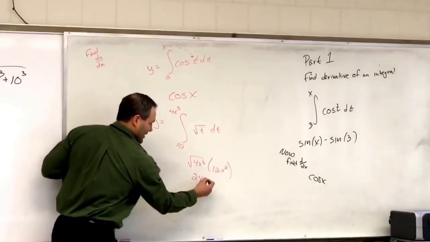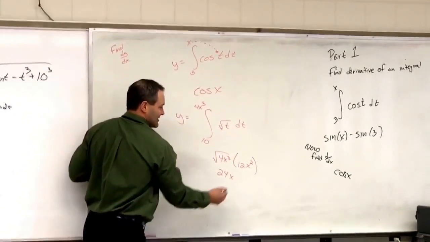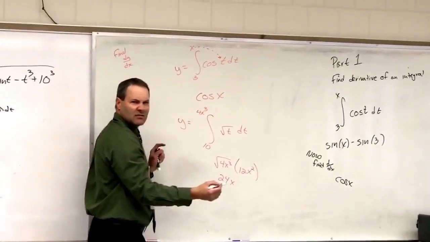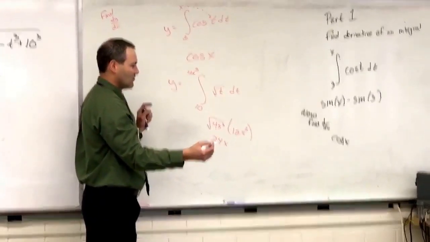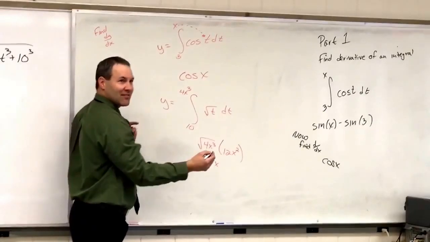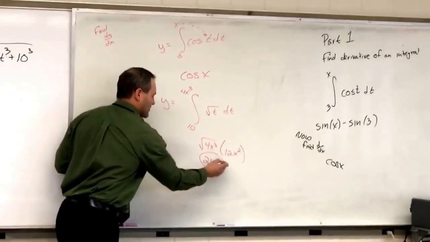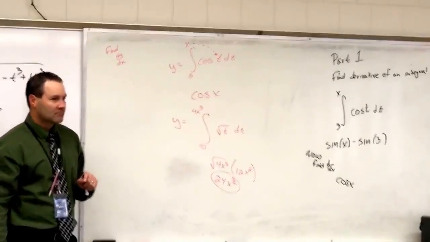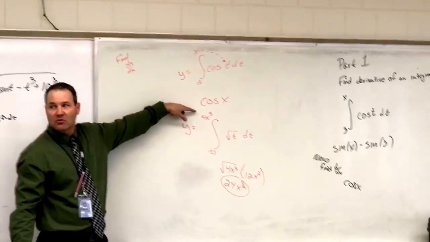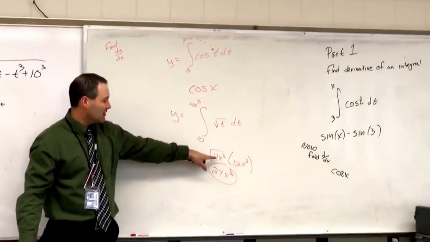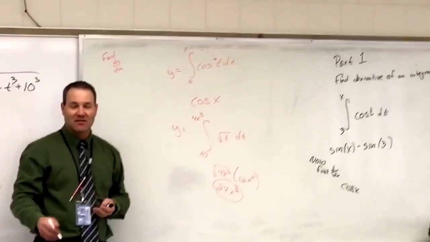That's 24 x to the, that's 3 halves plus 2 would be 7 halves. Yes, it's 7 halves. So if it's not just x, it's 4x cubed, you just have to multiply by the derivative of that. I have more examples.